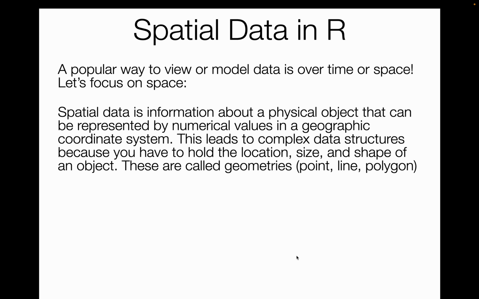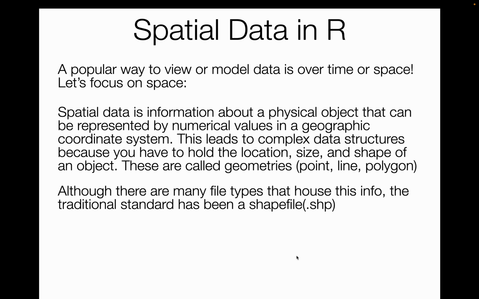This leads to complex data structures because you have to hold the location, size, and shape of an object. They are called geometries: a point, a line, and a polygon. So when I hold a map, you not only have to hold an X and a Y coordinate, you have to hold a little bit something more. And so the structures, the actual files that hold this stuff, are a little bit more complex than the ones that we're used to.